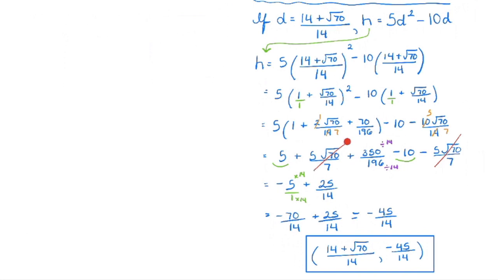So now I can see that term and that term will cancel out. I can reduce this fraction, and now we've got 5 minus 10 is negative 5. This reduces to 25 over 14. Find a common denominator of 14, and then we can get that numerator. And when we add those together, we end up with that as a result. So when x is this value, y is this value.